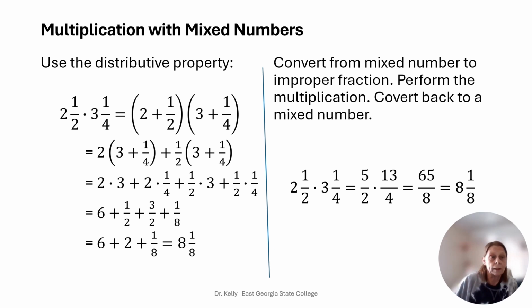So let's talk through it. We're going to start here with our 2.5 times 3 1/4, okay? And the definition of a mixed number is 2 plus 1/2. And so we're going to rewrite this.